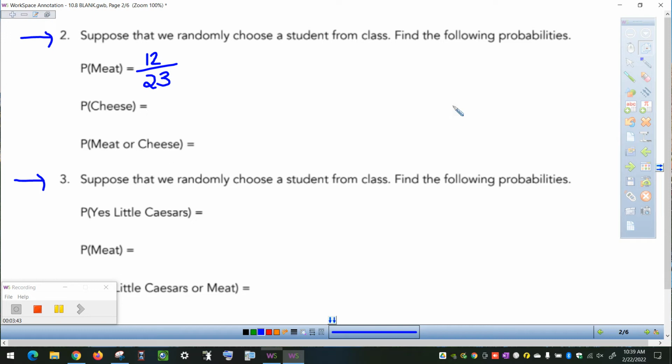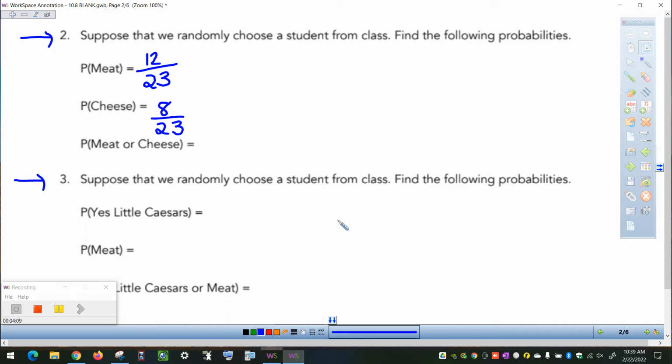Go ahead, Benjamin. 8 out of 23. 8 out of 23. Okay, so now we wanted to know the probability that the student preferred meat or cheese. What did you all get for this one?